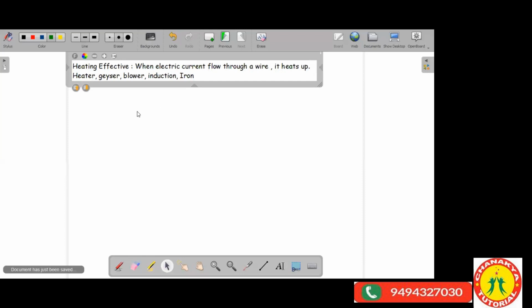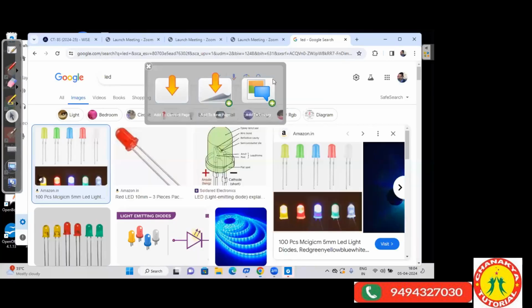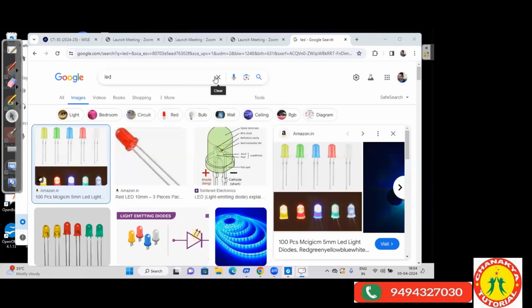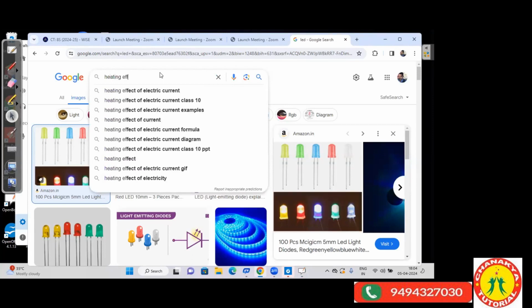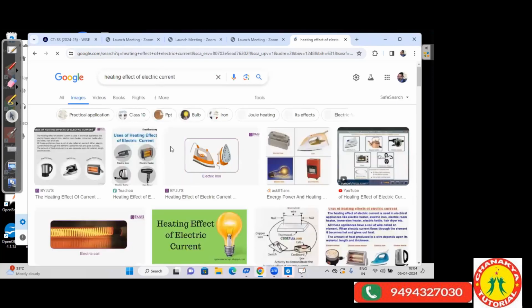When electric current is passed through them, all of them get heated up, and because of that they can emit heat radiations. We can use them in different ways. So let's see the heating effect. We see the different substances which we use for the heating effect.